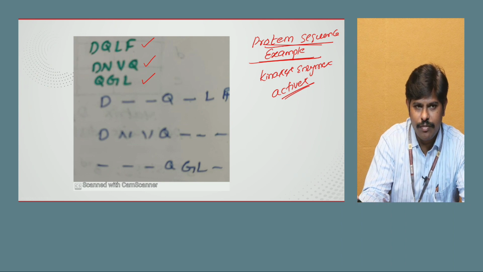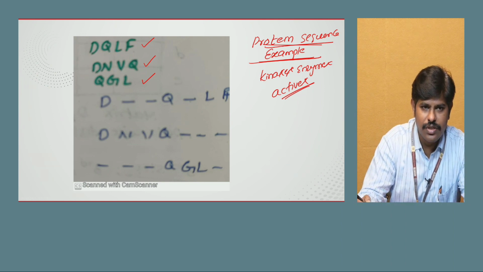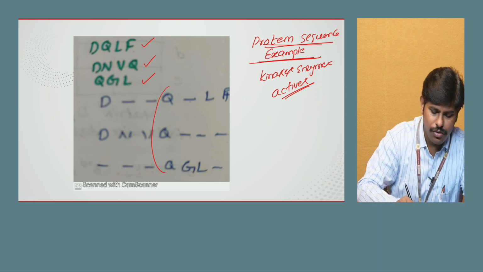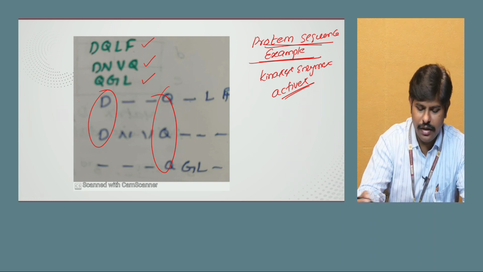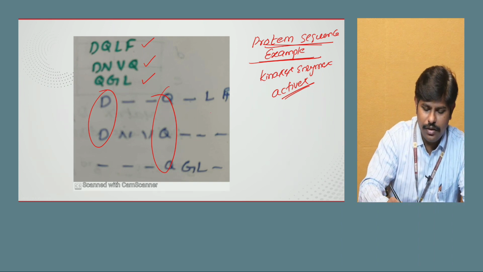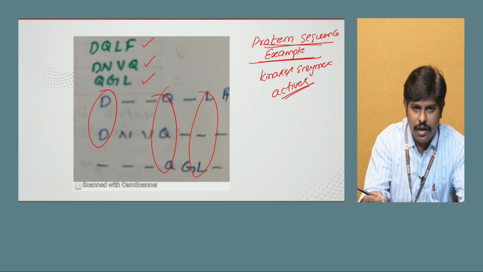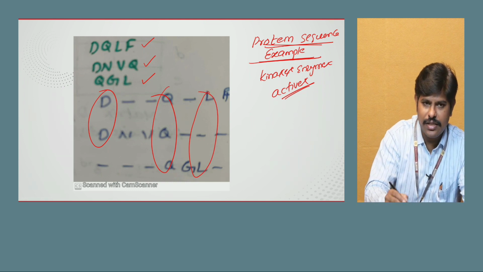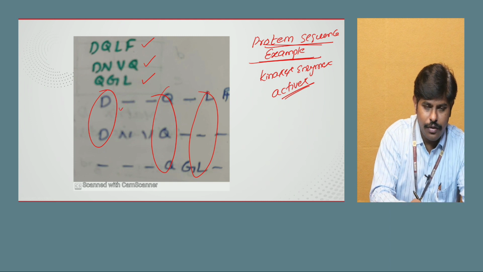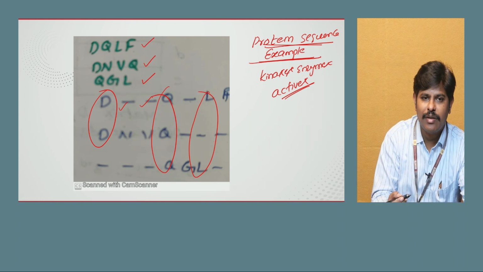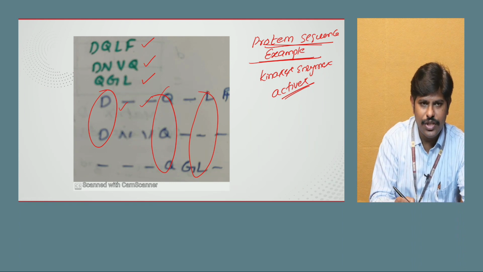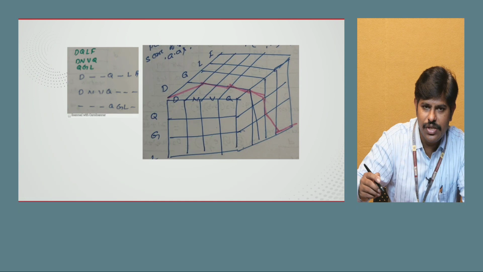So the best approach will be this. In all three sequences we have Q, in two sequences you have D and D, and in two sequences I have L and L. So my final alignment would be something like this: D, gap, gap, gap, Q, gap, L, F; D, N, V, Q and gaps; and 3 beginning gaps and Q, Z, L. This will be my best optimal alignment. It can be achieved using dynamic programming. So how is it done here?